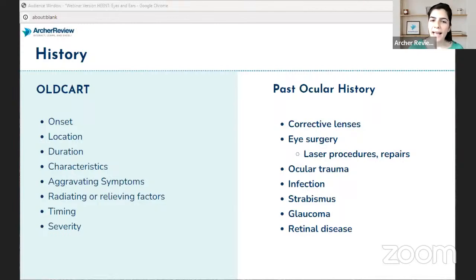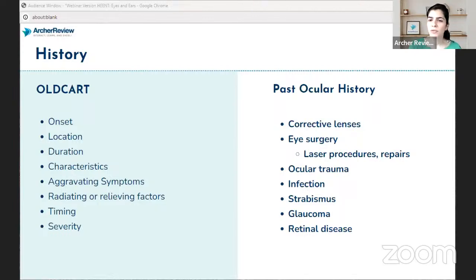And then for eyes, I really want you to go into past ocular history with your patients. Do they wear corrective lenses? Do they wear contact lenses? Have they had eye procedures done in the past? That's going to be really important. Have they had laser procedures, repairs? Have they had trauma or frequent infections to the eye? Have they had any retinal disease?